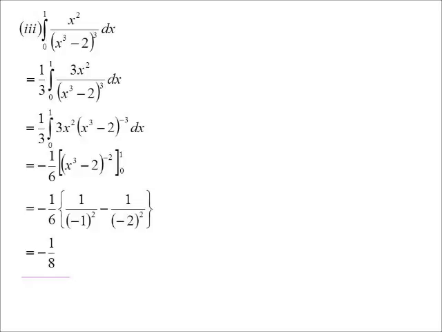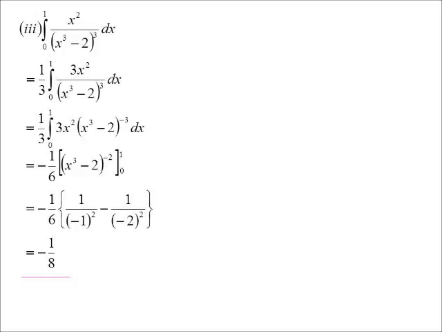In this case, that power is negative 3. Add 1 to the power over the power, and we get minus a sixth, x cubed minus 2 to the power of negative 2. Sub in 1, sub in 0. There's my answer, minus an eighth.